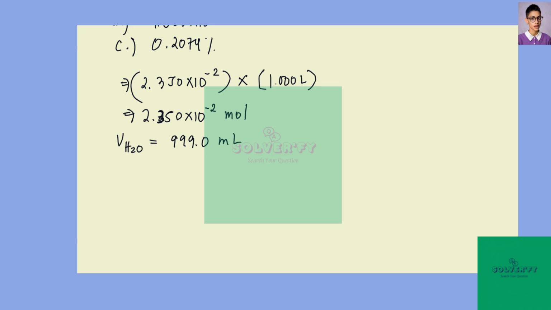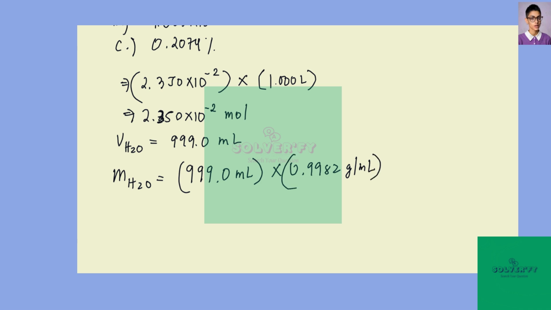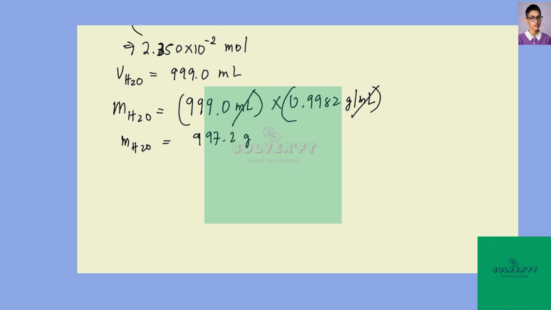So to get the mass of your water, we need to multiply 999.0 ml times 0.9982. This is the density. So cancel out the ml. So the mass of our water will be equal to 997.2 grams. And we need to convert this into kilograms, and this would be equal to 0.9972 kilogram.